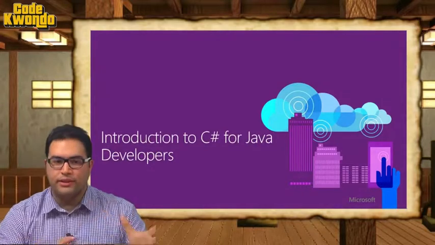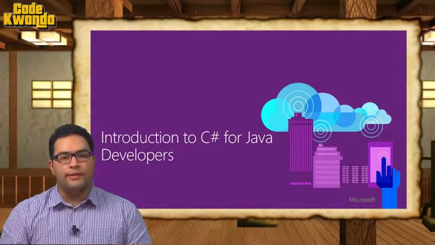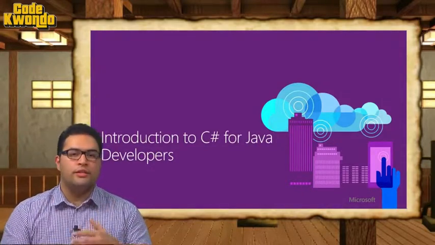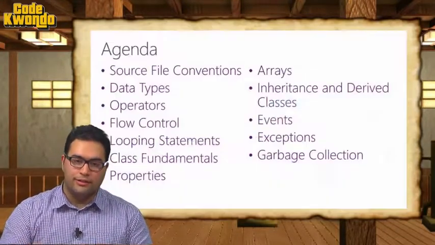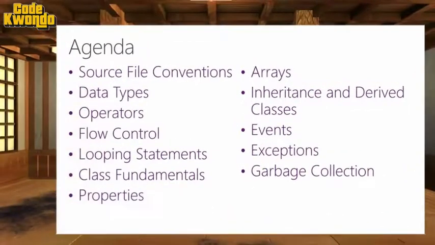Now, we've looked at Visual Studio. What we're going to do now is show you the differences between Java and C#. And there's not much. It's a slightly longer agenda, but we'll go through it fairly quickly. Things are very short. I'll show you what the source file conventions are, as well as what data types and the differences between the Java ones and the C# ones, the operator differences, flow control, looping statements, class fundamentals, and just overall give you a solid understanding of C# if you're coming from a Java background.